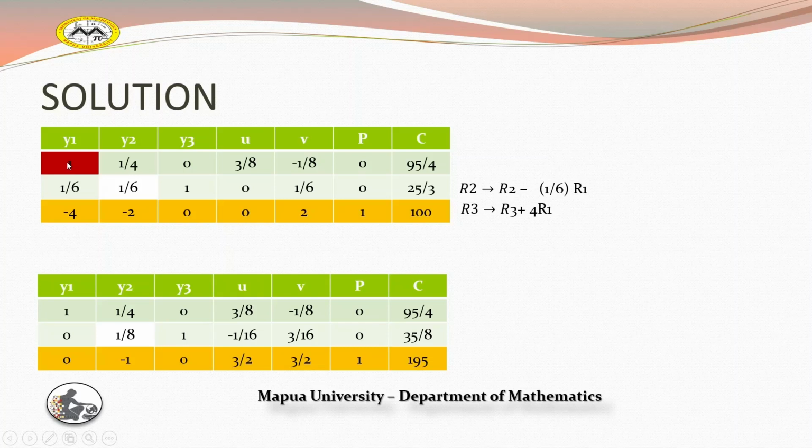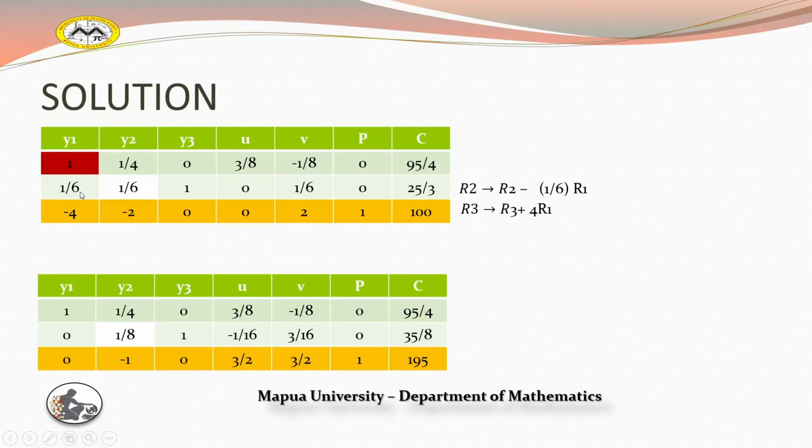Now, to make the 1/6 into 0, we have to consider the element 1. Therefore, our elementary row operation is that row 2 is now replaced by row 2 minus 1/6 of row 1. For the negative 4, we can convert it into 0 by using the elementary row operation: row 3 is now replaced by row 3 plus 4 times row 1. And for our next simplex tableau, since we don't have to change the elements in row 1, we just simply rewrite them.